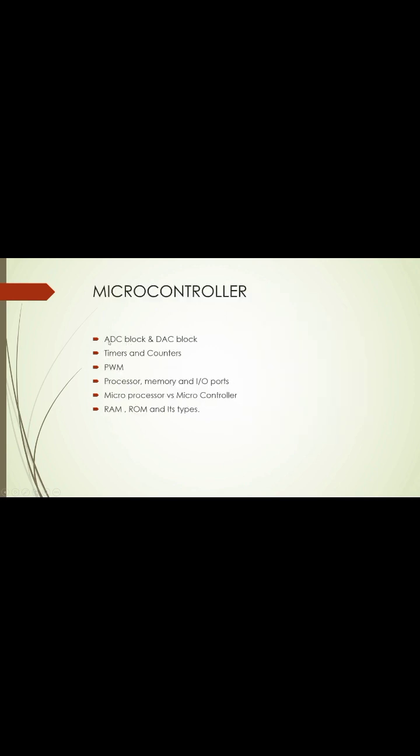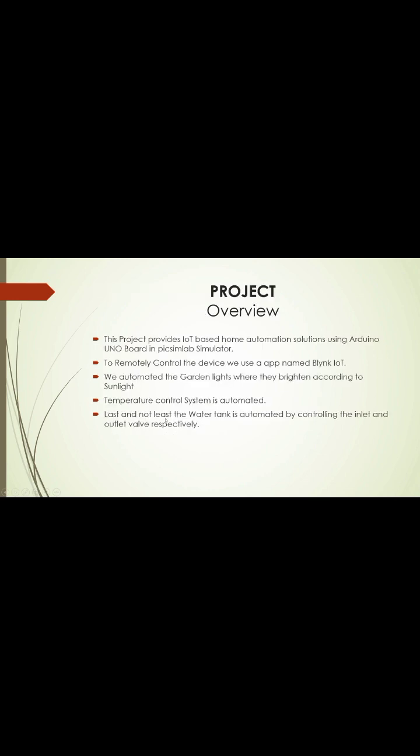Microcontroller. A microcontroller consists of an analog to digital converter block and digital to analog converter block, timers and counters, pulse width modulators, processor, memory and input output ports. We also learned the difference between microprocessor and microcontroller. We learned about RAM, ROM, and their types.